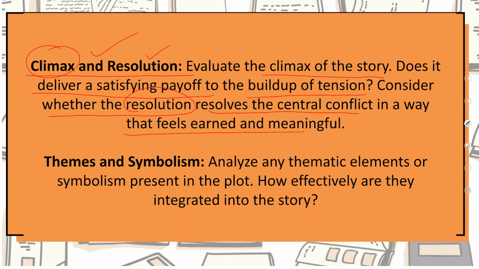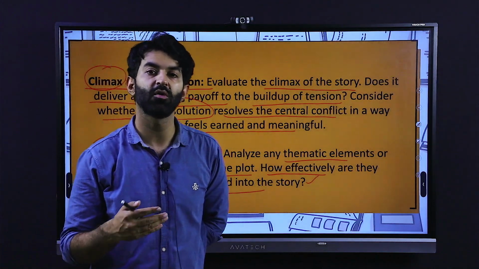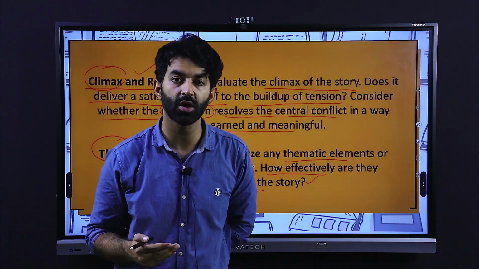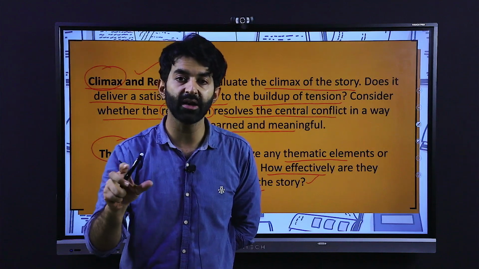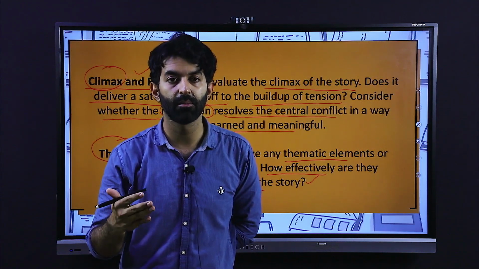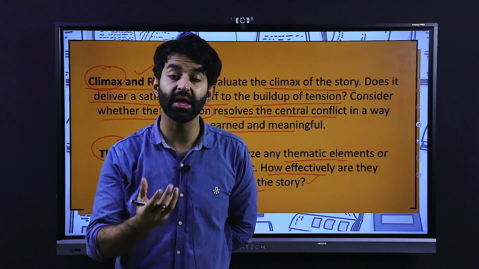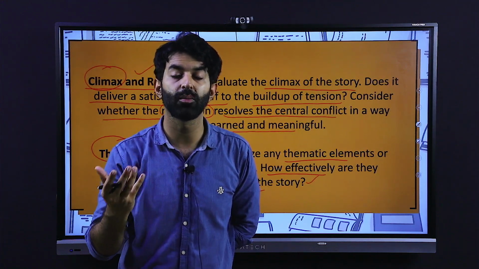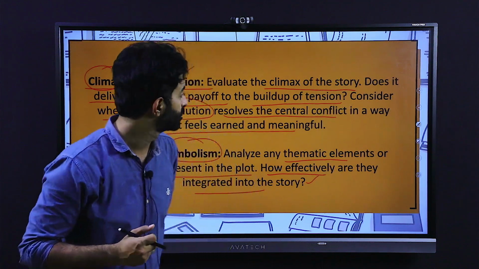Then we will analyze themes and symbolism in the story, thematic elements, symbols presented in the plot, how effectively are they integrated into the story. We are going to see that, and we are going to critically talk about theme. There can be one, there can be many themes in a story, so we have to quickly find them out and analyze what they are about. Are they interconnected, or just out of the blue they are put together?